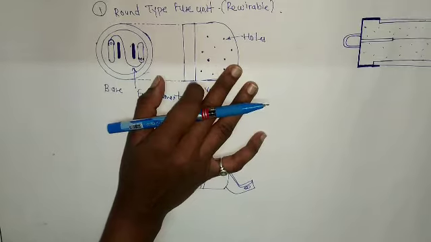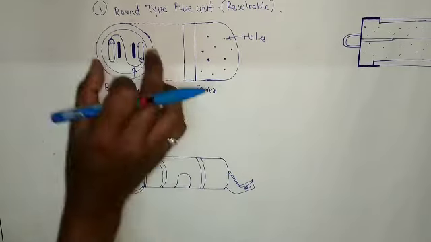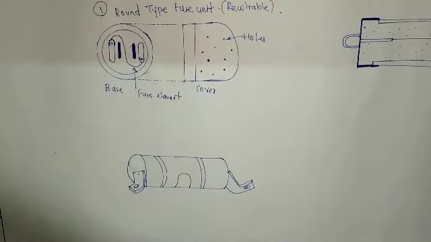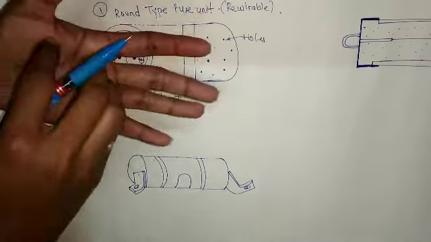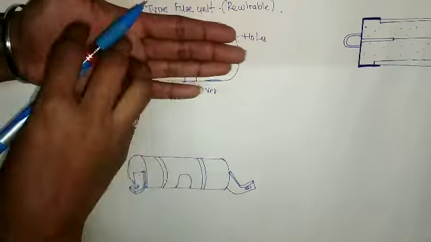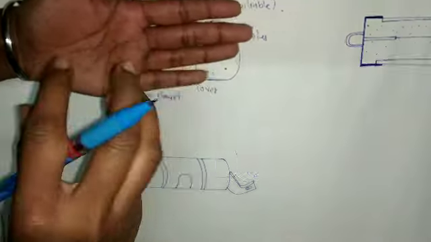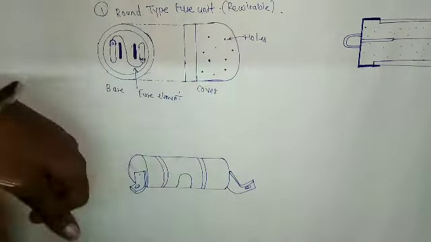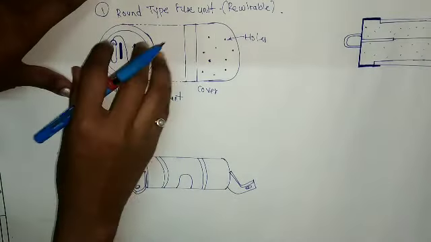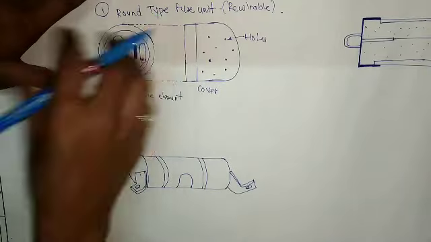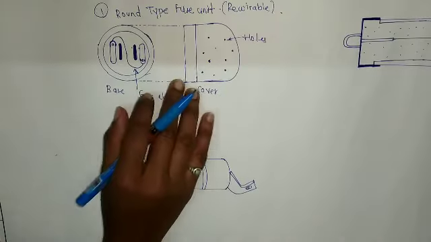Base is fixed on a wooden board with screws. So this is the base part, right? We can attach it or place it on this wooden board. We can attach it with the screws. So this base is first attached on the wooden board with the screws.